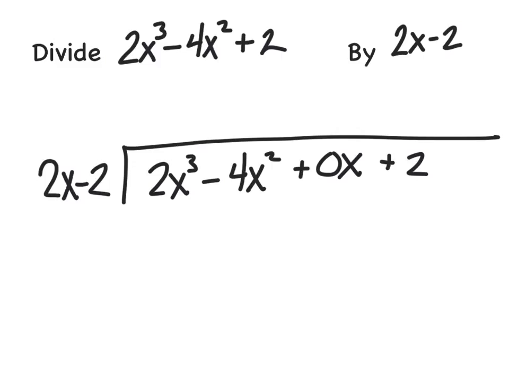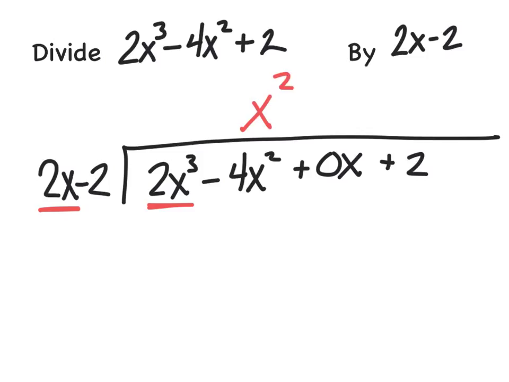Alright, so now we just play the game again. We're only going to compare the leading coefficients. So let's underline those two in red, or whatever color you've got, and ask ourselves, 2x times what is going to get me 2x cubed? Well, 2 times 2 is already good. X times what is x cubed? Hopefully you said x squared.